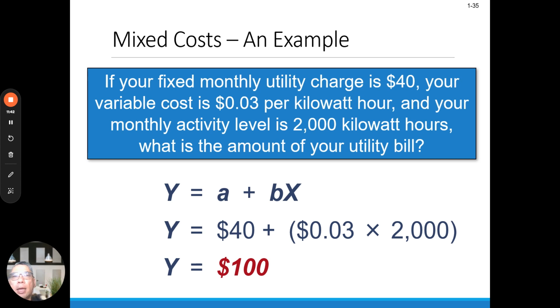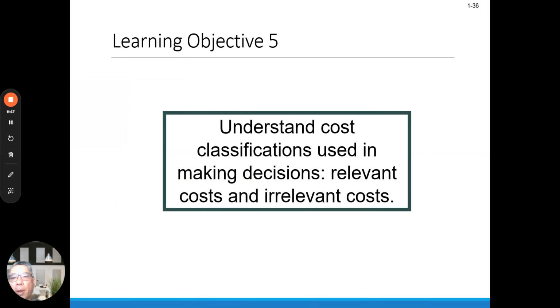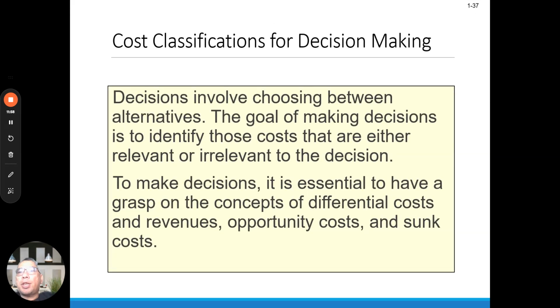That's learning objective number 4. Look at objective number 5. Understand cost classification used in making decisions: relevant costing and irrelevant costing. Decision involves choosing between alternatives. The goal of making a decision is to identify those costs that are relevant and irrelevant to the decision. To make decisions, it is essential to have a grasp of the concepts of differential costs and revenue, opportunity costs, and sunk costs. Okay.